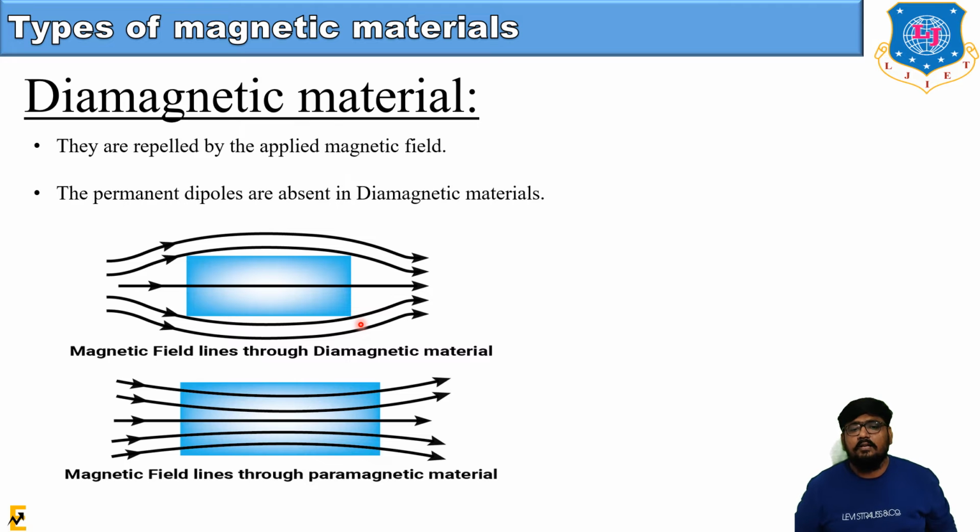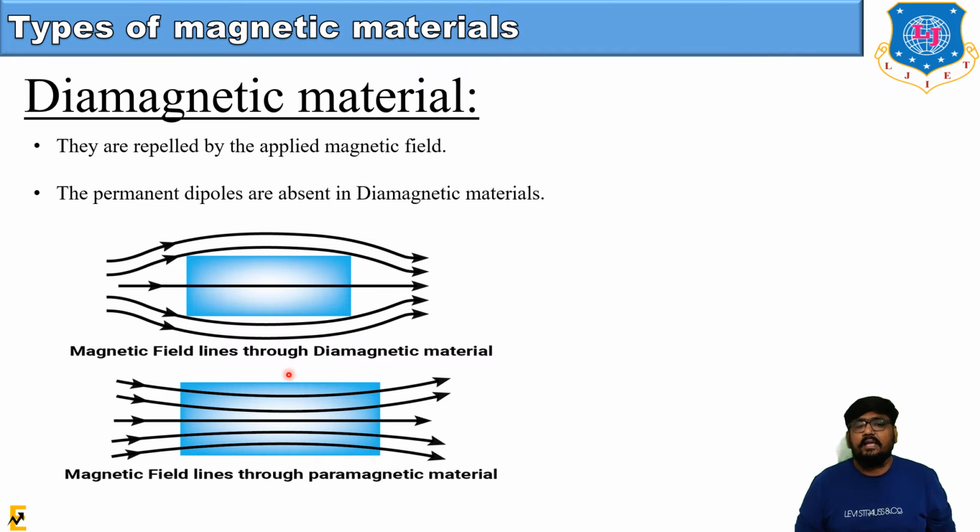Let us say, for example, in the case of a paramagnetic material, in the second case you can see that magnetic field lines just pass through the material, but it is very difficult for a magnetic field to pass through a diamagnetic material, because a diamagnetic material does not have any permanent dipoles. All the permanent dipoles are absent in that. So those are the diamagnetic materials. They are substances which create a magnetic field opposite to an externally applied field.